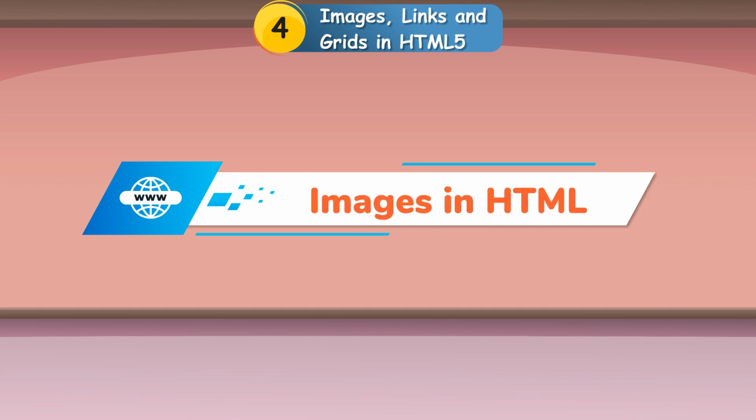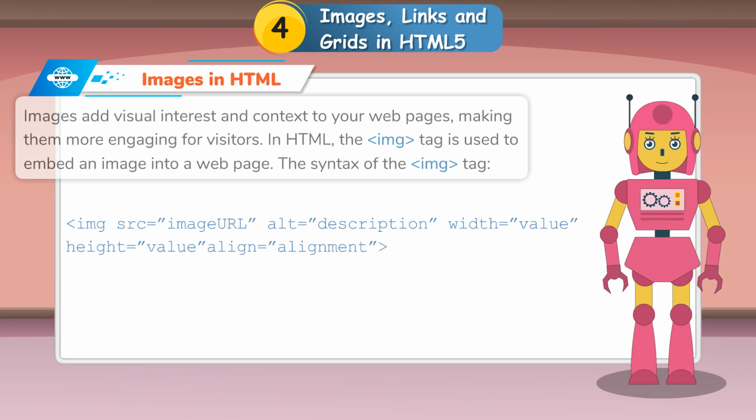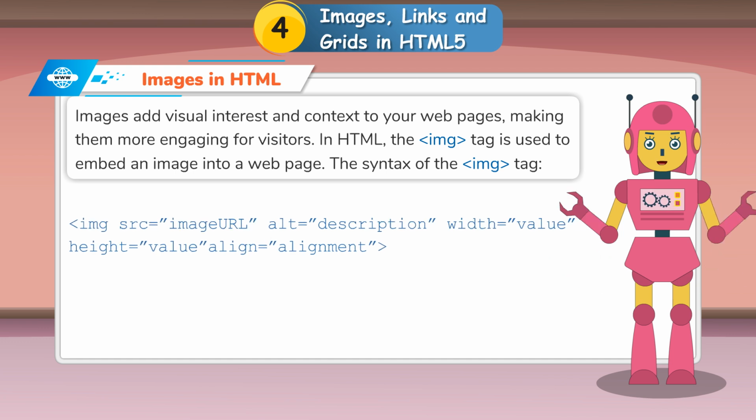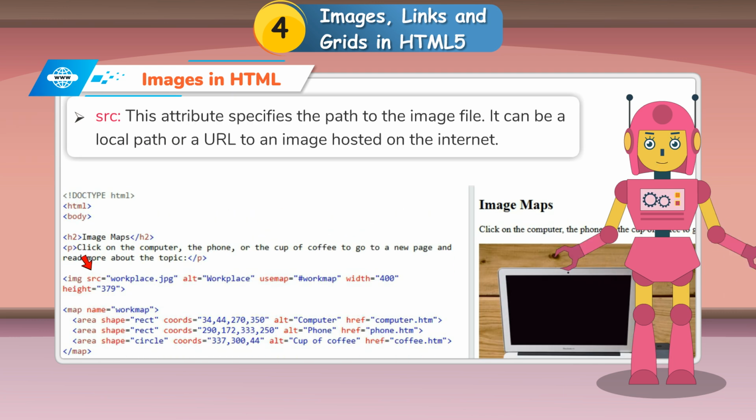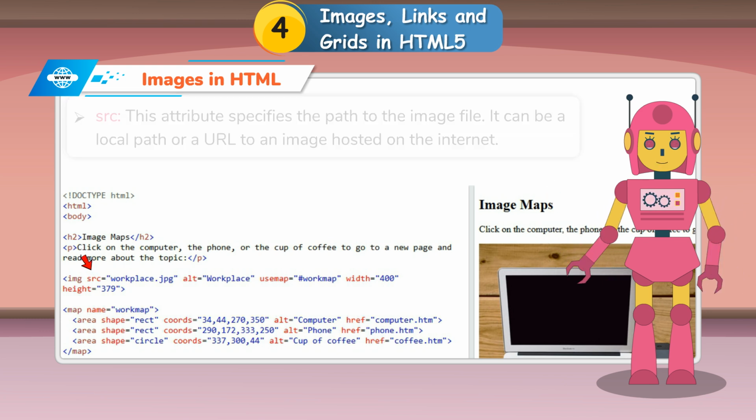Images in HTML. Images add visual interest and context to your web pages, making them more engaging for visitors. In HTML, the image tag is used to embed an image into a web page. The syntax of the image tag is as follows. src. This attribute specifies the path to the image file. It can be a local path or a URL to an image hosted on the internet.